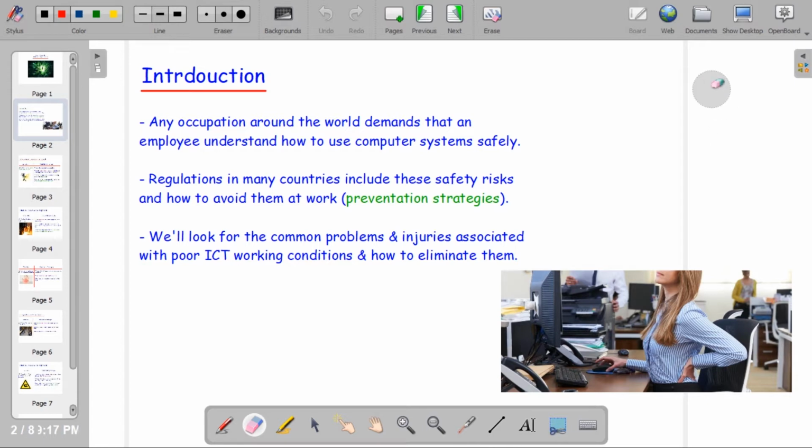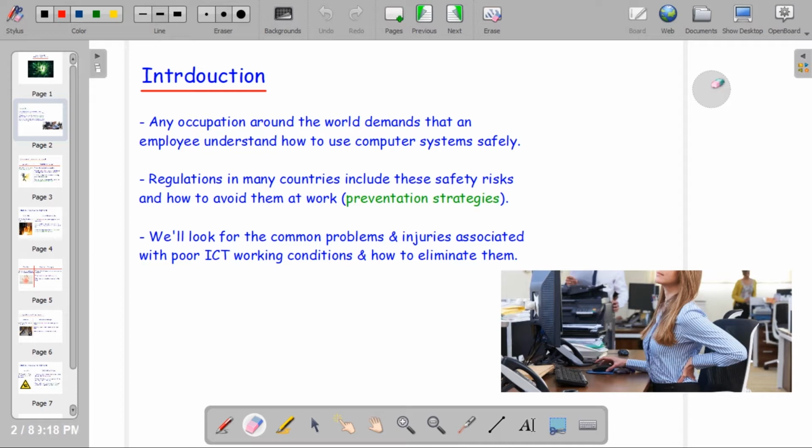As an introduction, you need to understand that every occupation around the world requires any kind of employee to understand how to work safely using computers. You cannot even work without understanding that. Some countries offer free courses for teaching newly joined employees, even from different countries, how to use computer systems safely. And there are a lot of regulations in many countries that include these safety risks in detail and how to avoid them as a certain procedure or prevention strategy.